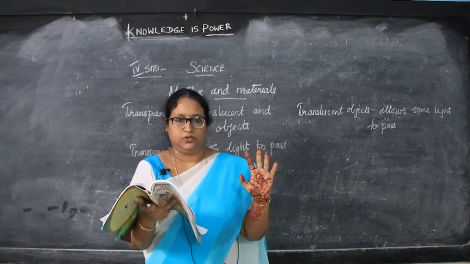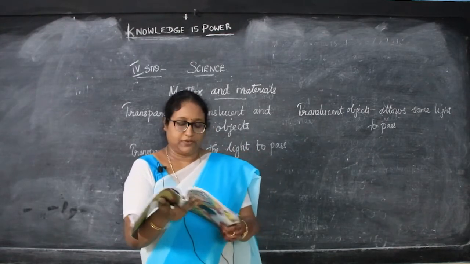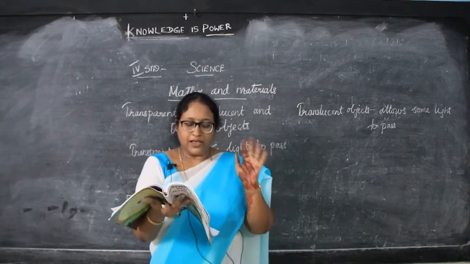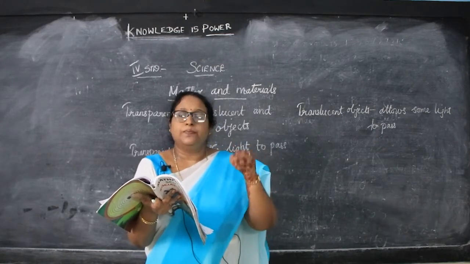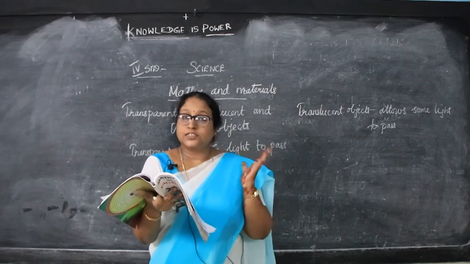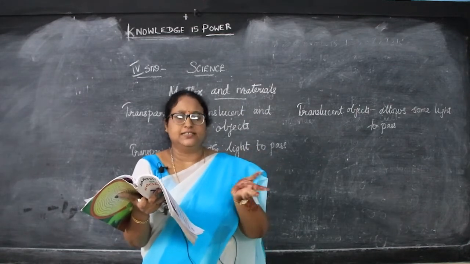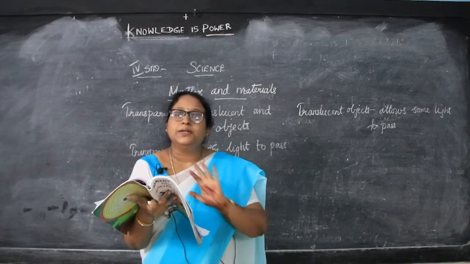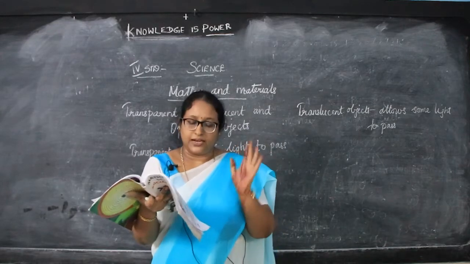We can see the blurred image through them. That means only some of the light passes. For example, paper soaked in oil. In that we can see the blurred image. And snow, and vegetable oil. In these, when we see the objects, they show us a blurred image. So they are called translucent, which allows only some of the light to pass.